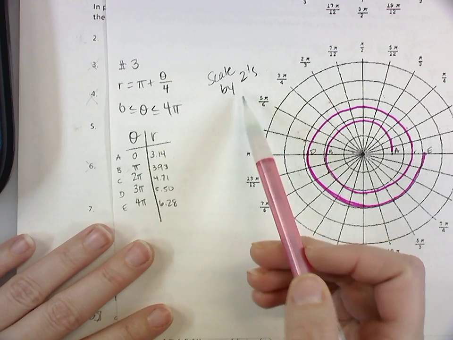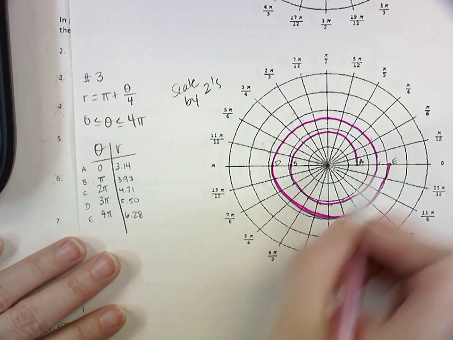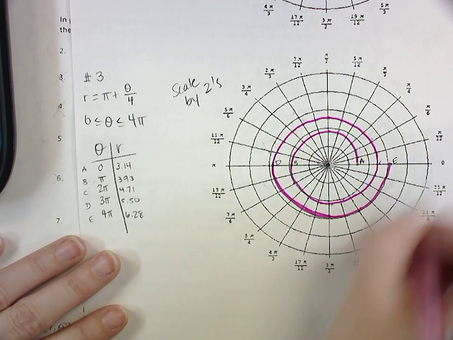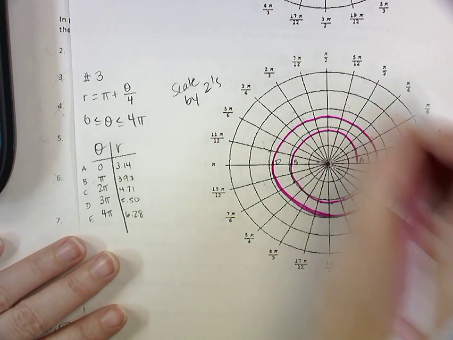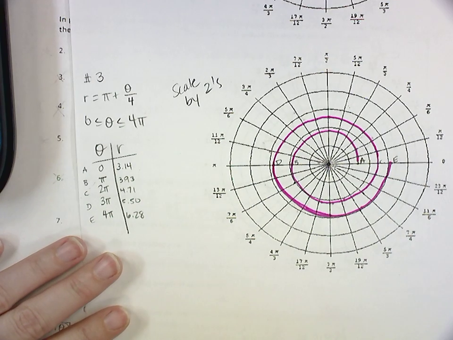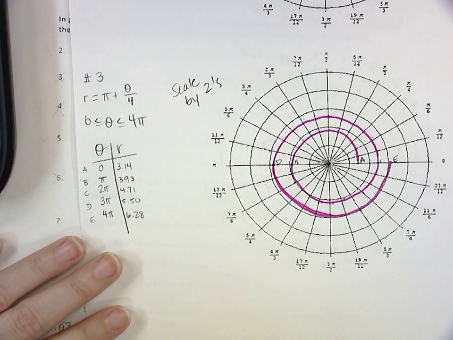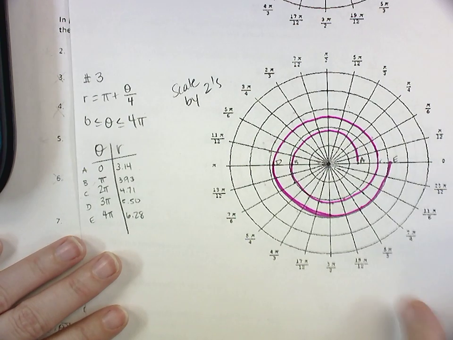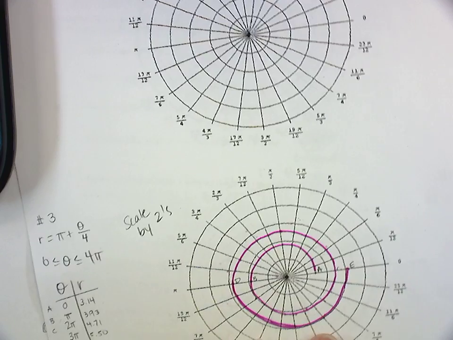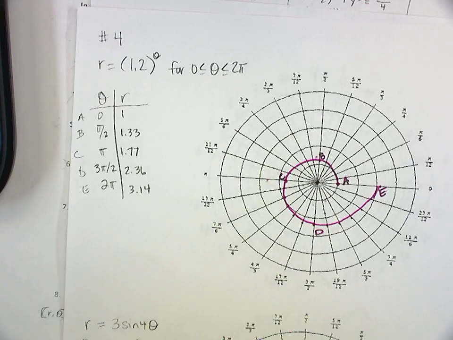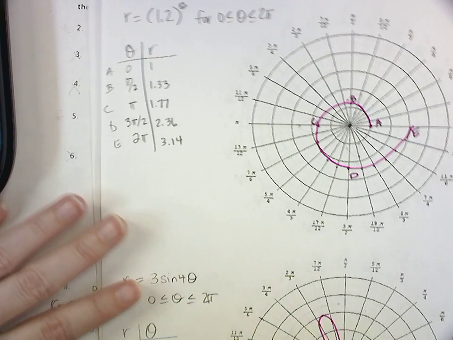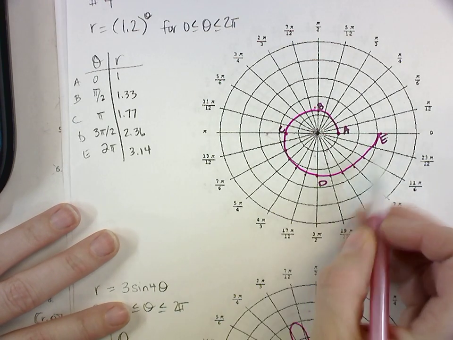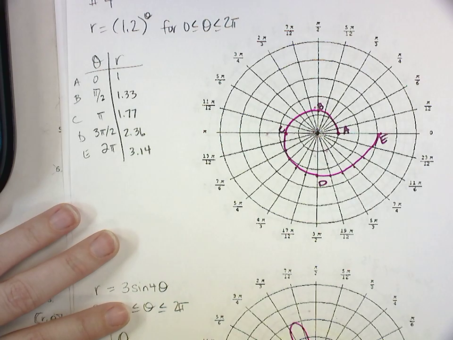All right, and then I scaled mine by 2s. So I saw some of you guys probably just started and then you didn't want to start all over, and you went off the graph. That's okay. On your test, obviously, if you need to scale by 2, do it so it's all on your graph. All right, and then the next one was also a spiral, number 4. For this one, it is 0 to 2 pi, so you are going to stop here.